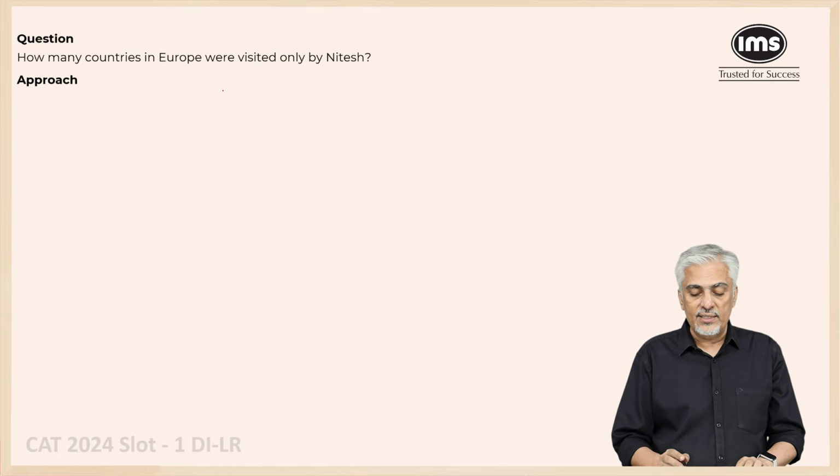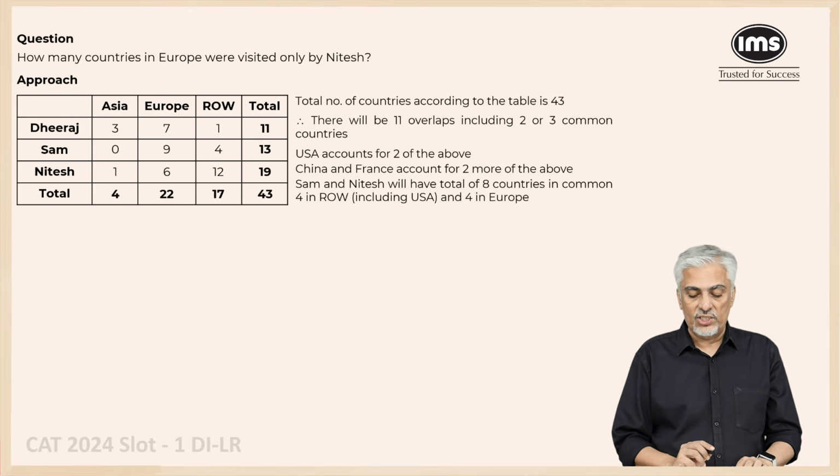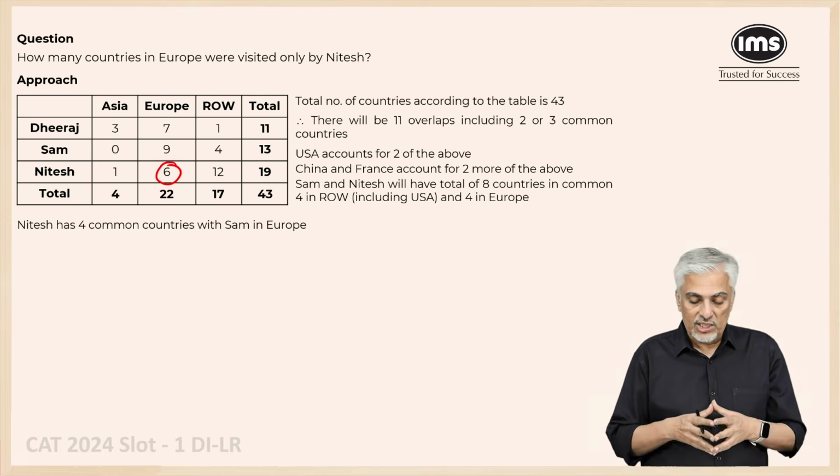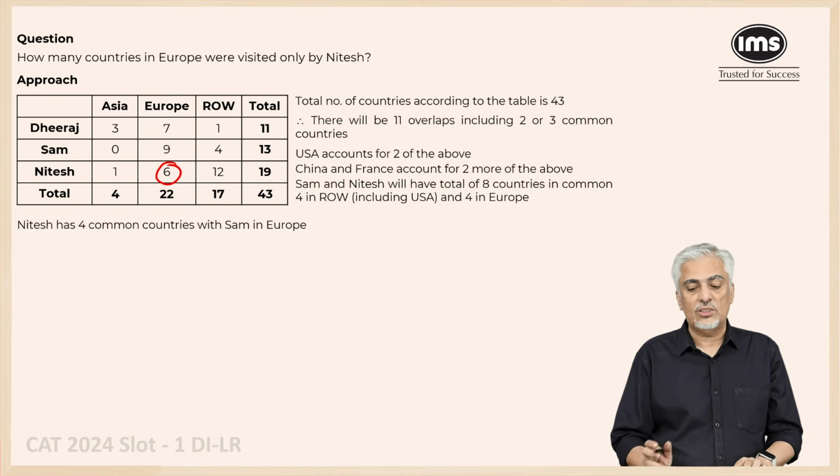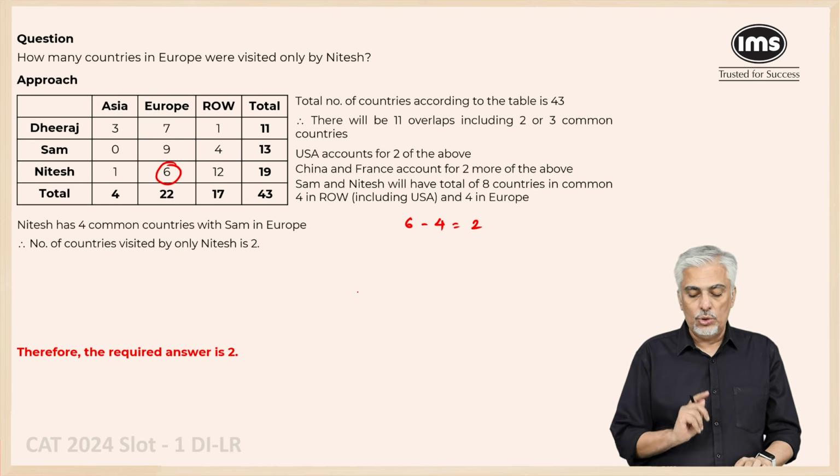Next question. How many countries in Europe were visited by only Nitesh? Now, let's see what do we have. Nitesh has 4 countries in common with Samantha in Europe, and hence out of 6, 4 will go. These are common countries. We want to know only by Nitesh. Hence, the answer to this question will become 2.